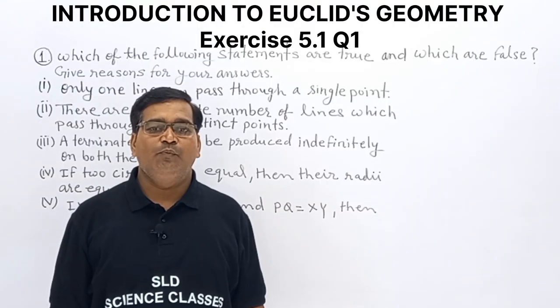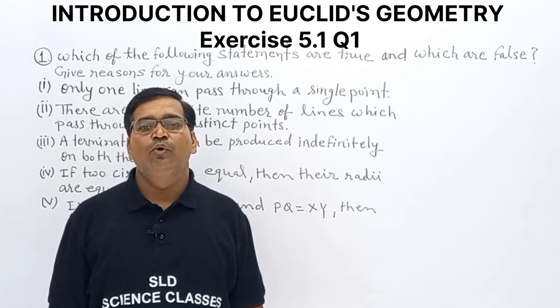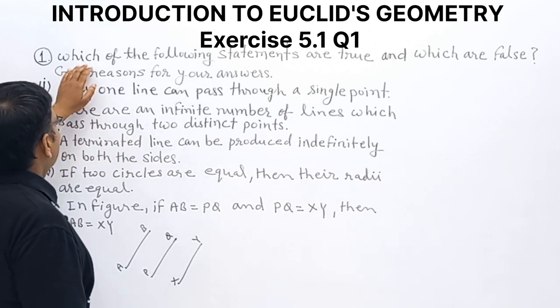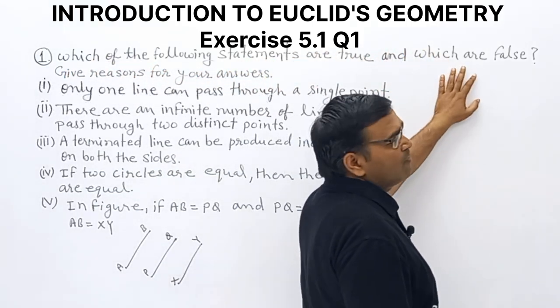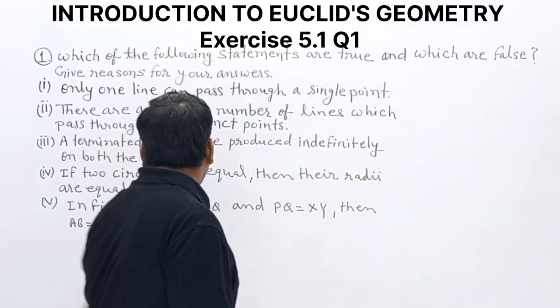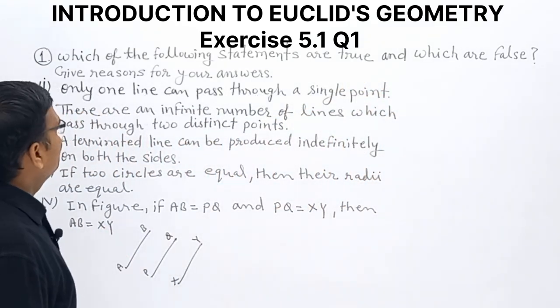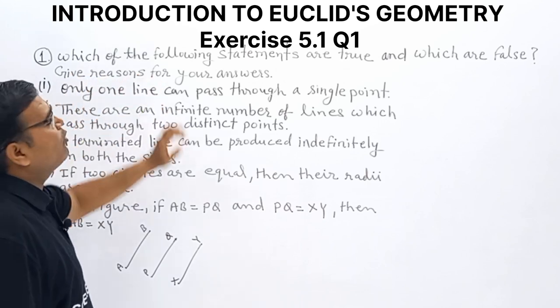In this class, we are going to discuss question number 1, exercise 5.1, Introduction to Euclid's Geometry. Observe this question. Which of the following statements are true and which are false? We have 5 statements. Which one is true or which one is false? We want to check and give reasons for our answer.